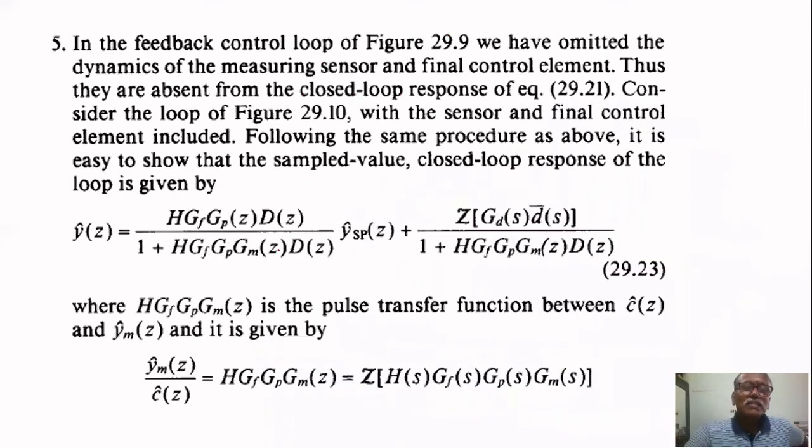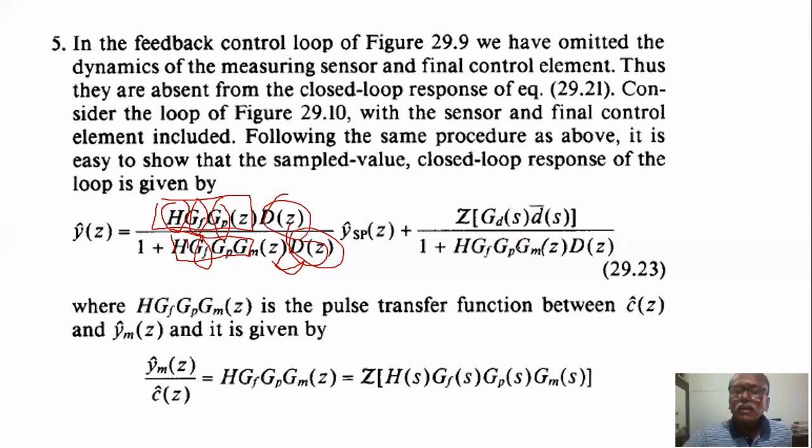So if you consider such systems, a hold circuit, final control element, and process are all multiplied together: HGP. Similarly, in the denominator, HFGP comes, so one more system is in cascade. But these two are separate because this is a separate discrete system. Its input and output are both discrete. That's why it can be written separately, and this also can be written separately.